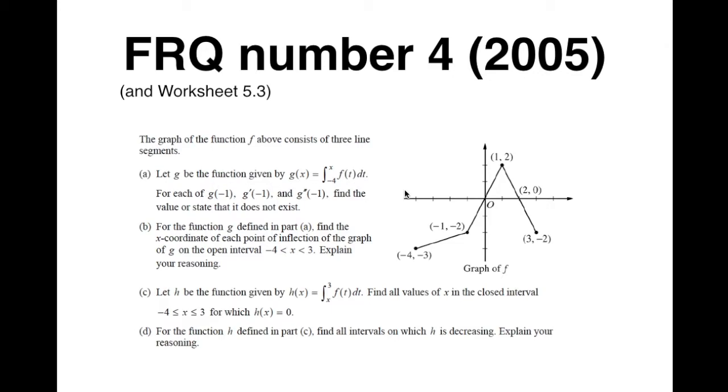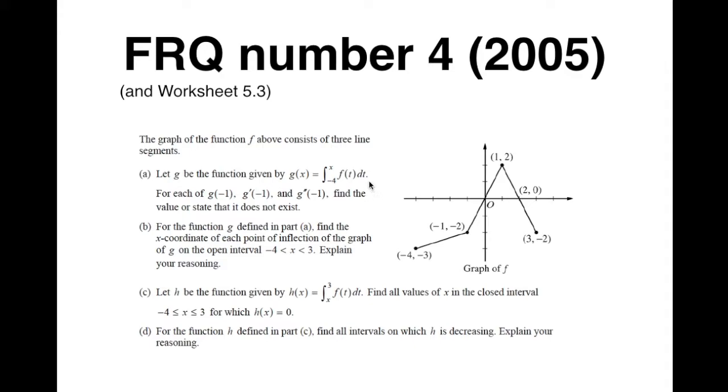So, first thing you notice, we have a geometric graph here. It's made of lines. That's very typical. Almost every time an FRQ has an accumulation function, they also show you a graph. So the graph of the function f above consists of 3 line segments. It's not above, obviously, but it's here. So we have a line segment, a second line segment, a third line segment, and we define the function g as the integral from -4 to x of f of t dt.